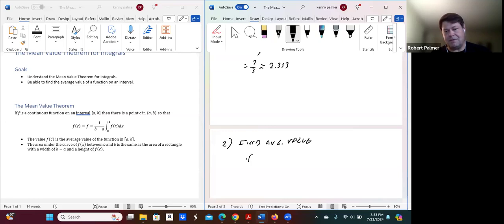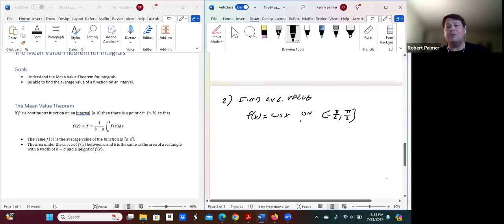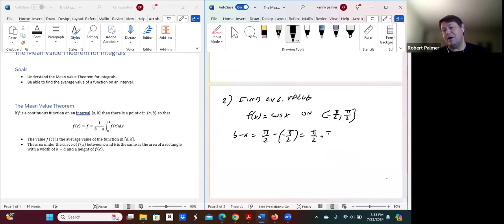All right, so let's just do f of x equals cosine of x on the interval -pi/2 to pi/2. Okay, see what we get. All right. So once again, similar things. Let's actually do the b minus a first. That's going to be pi over 2 minus a negative pi over 2, which is pi over 2 plus pi over 2, which is, of course, just going to be pi.